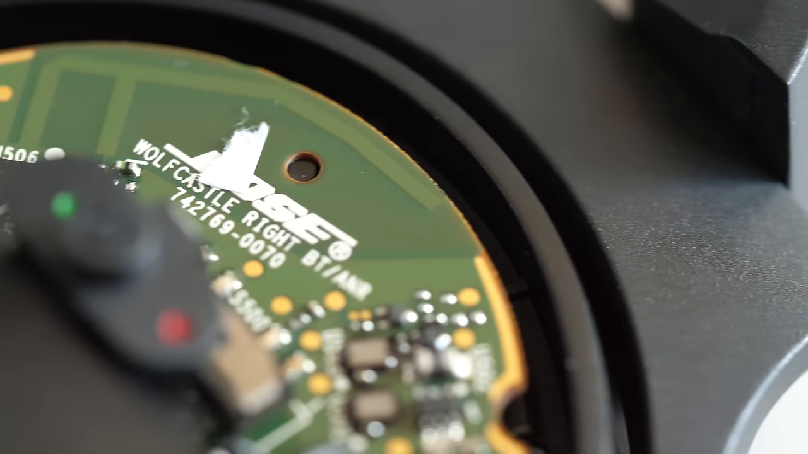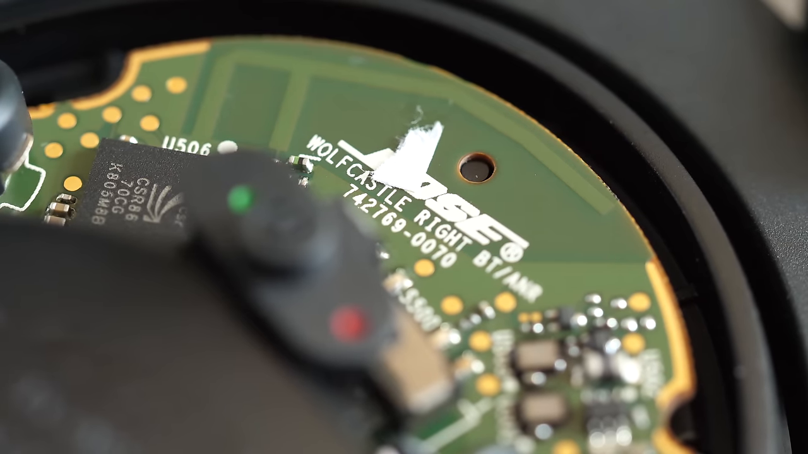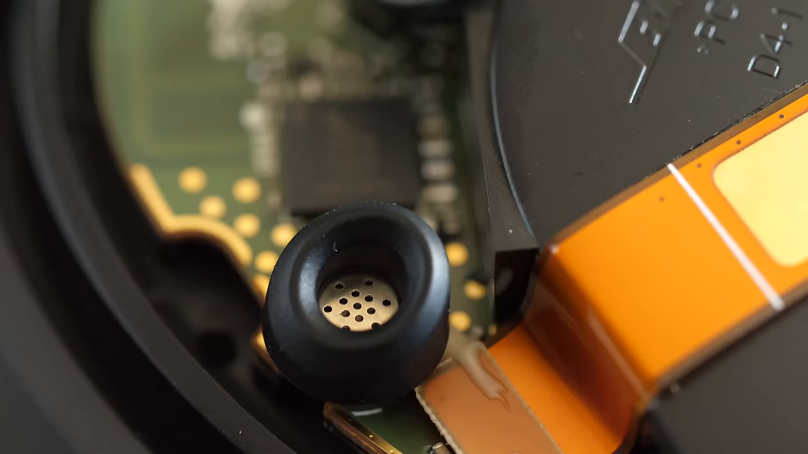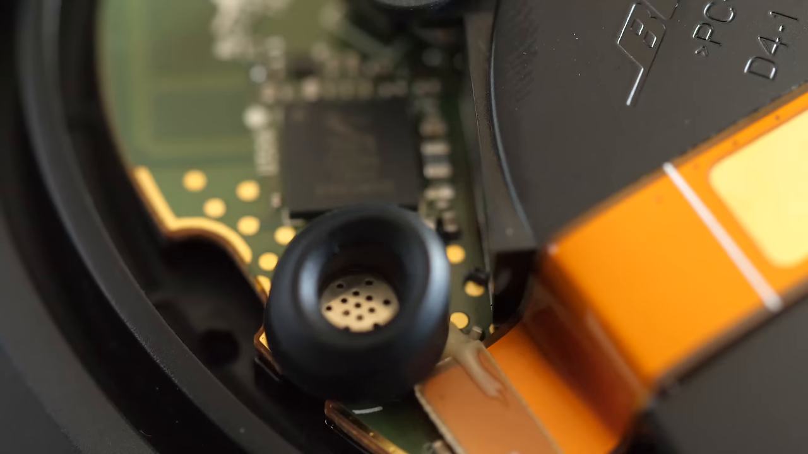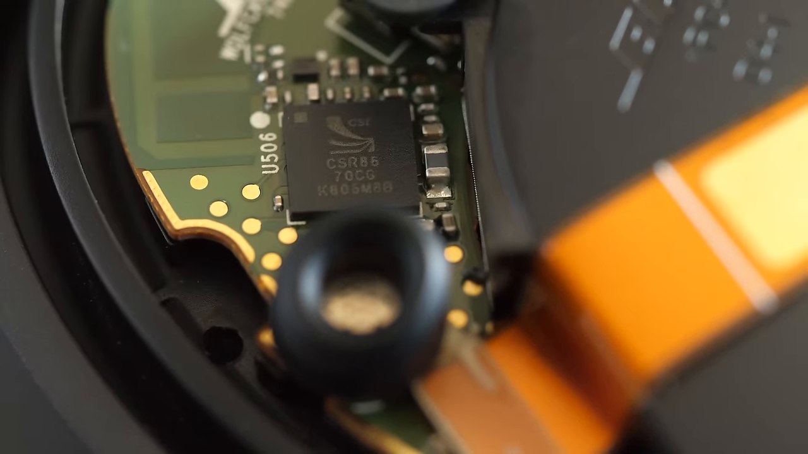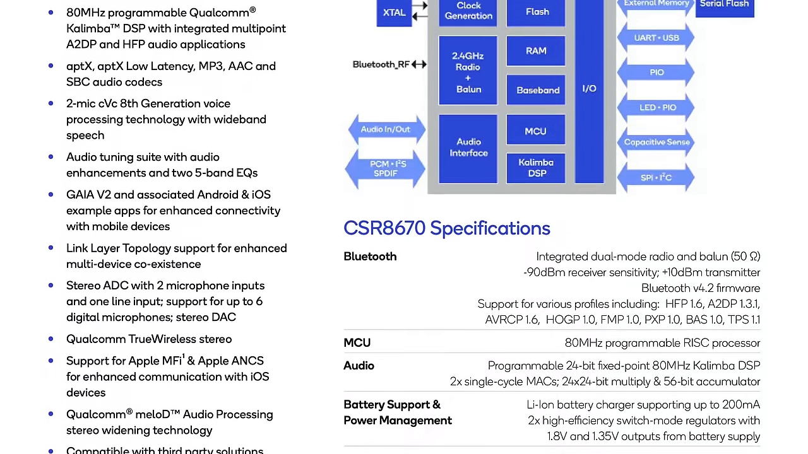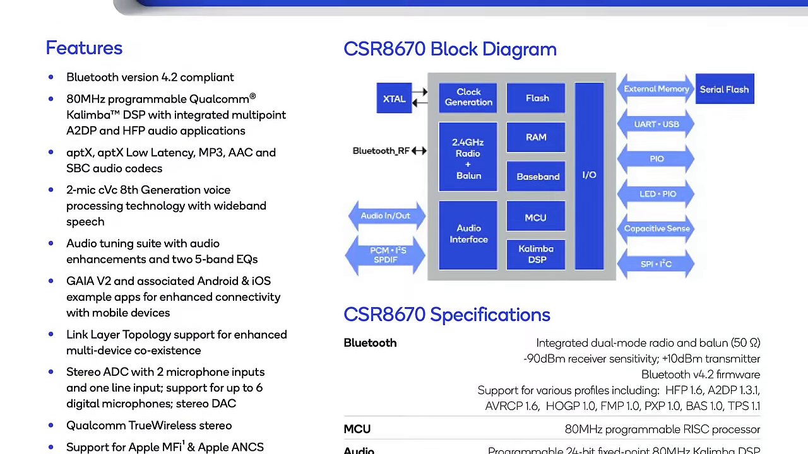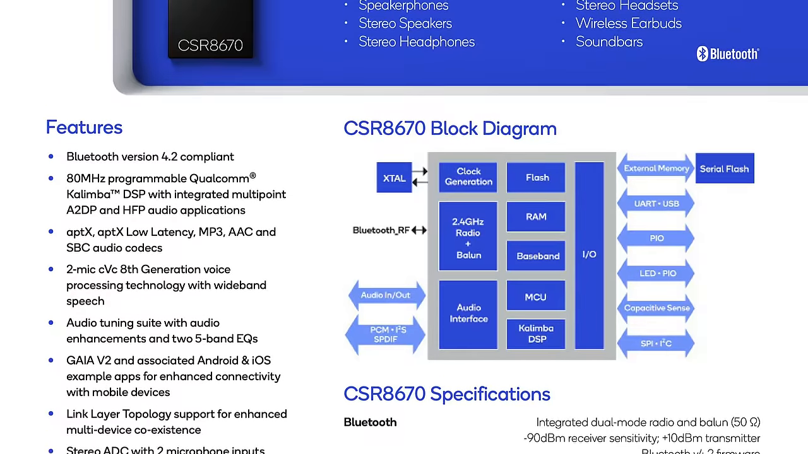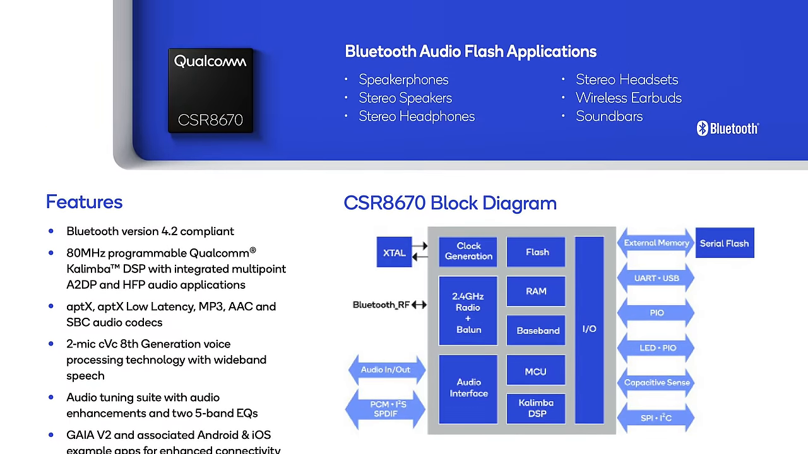Based on the circuit board markings, the QC35 went by the internal code name Wolfcastle. This PCB also has one of the microphones used for noise canceling, with a chip from Qualcomm nearby that handles Bluetooth and digital signal processing. It's a pretty interesting chip with an 80 MHz processor and 2 MB of built-in flash memory for its programming, though I don't think it handles the noise canceling function.